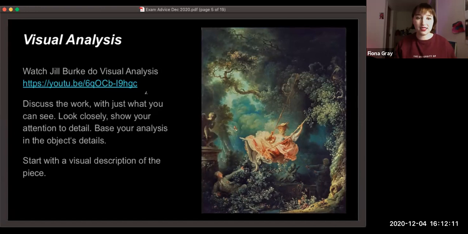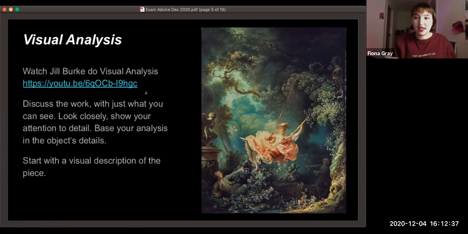But basically, what I recommend is start by literally describing the work. What do you see? What is it of? Because we can sometimes get the cart before the horse by saying, oh, it symbolizes blah de blah. But what is the painting of? Like, why is it a lady on a swing throwing her shoe off? Why is there a classical sculpture in a garden? What is actually in it?